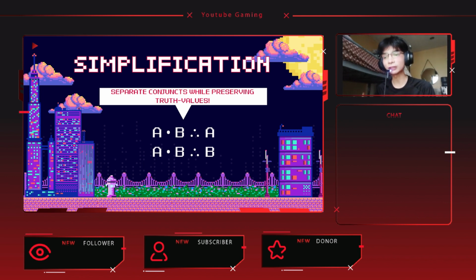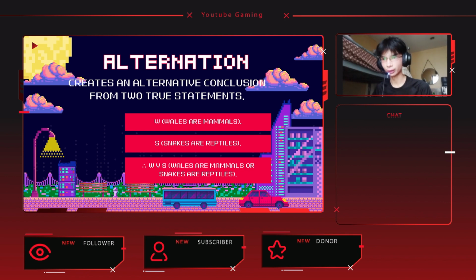This process is considered valid in logic because if both A and B are true, it is logically following that either one can be considered independently true. Now let's talk about alternation. Alternation involves creating an alternative conclusion from two true statements.